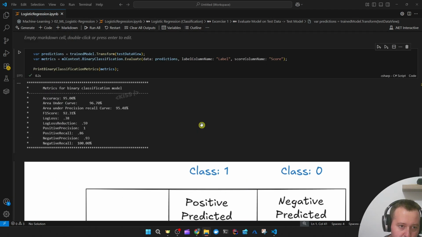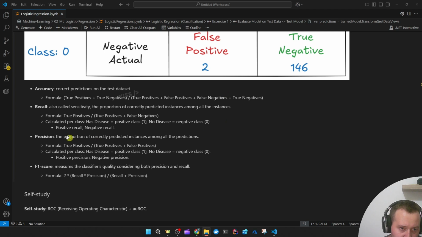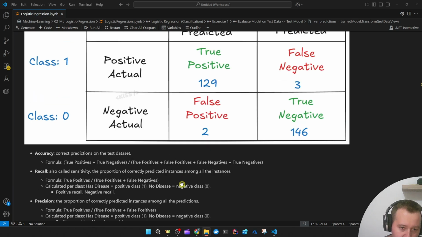And if we take a look at the metrics, it says positive precision and negative precision. So per class, it's going to have a precision value metric, same for recall. It's calculated per class. So this formula, true positives divided by true positives plus false negatives. So true positives divided by itself plus the false negatives is the recall.